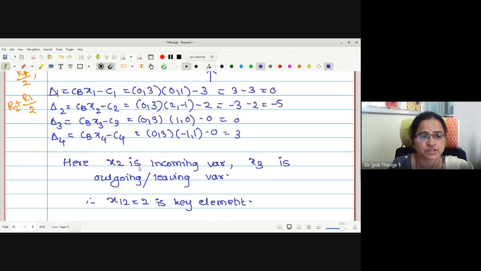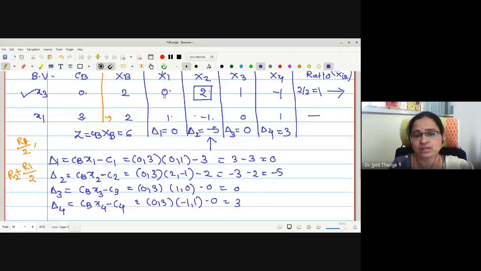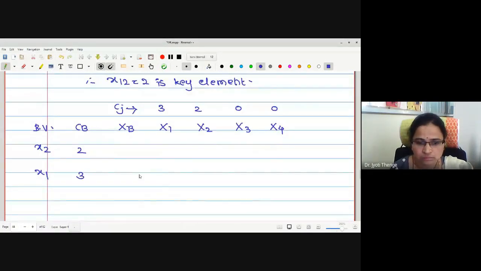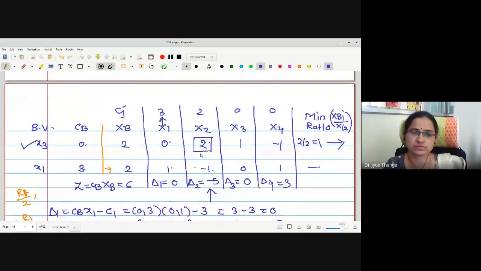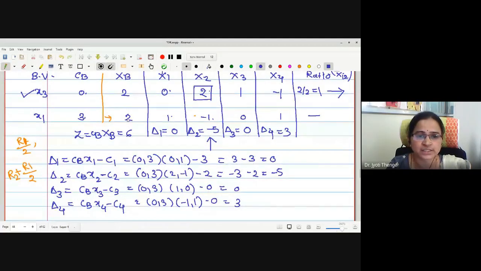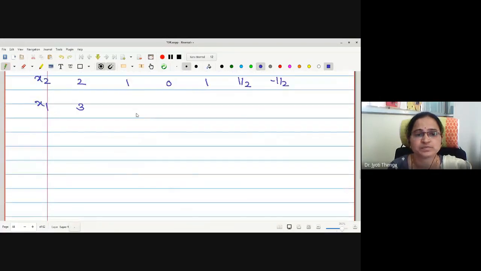Now, we will perform the first operation R1 by 2. This is 1, 0, 1, 1 by 2, minus 1 by 2. Okay? 1, 0, 1. For x3 it is 1 by 2, and here it is minus 1 by 2. Correct, na? Check the entries. 1 by 2 and minus 1 by 2. Good. Now, what about the XB entry with this row operation? R2 plus R1 by 2. R1 is 2. If I divide by 2, it is 1. 2 plus 1, it is 3. XB is 3. Is it okay?